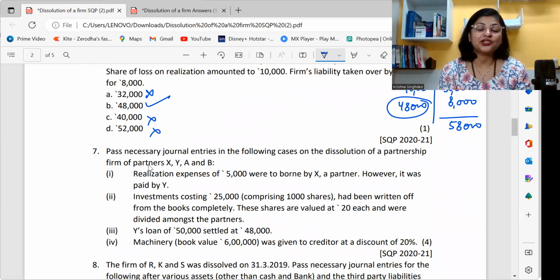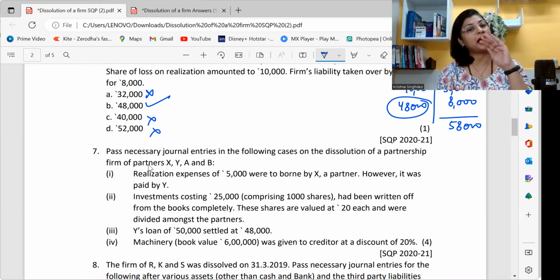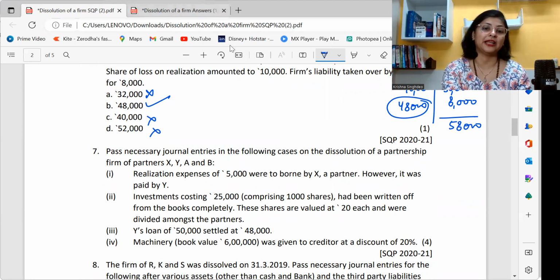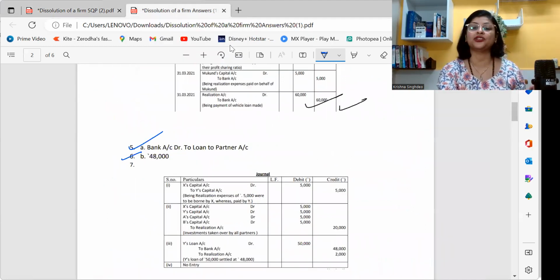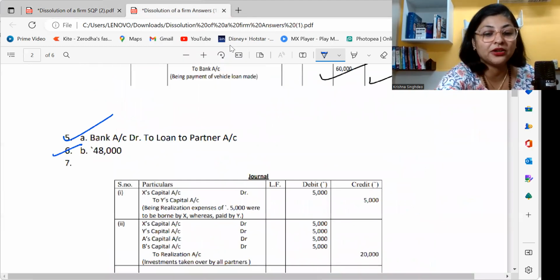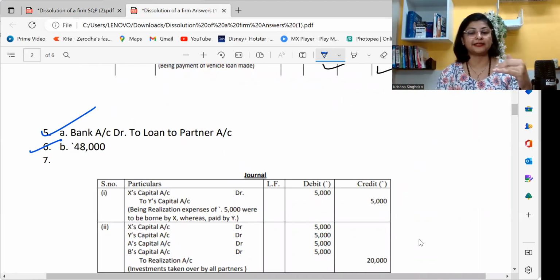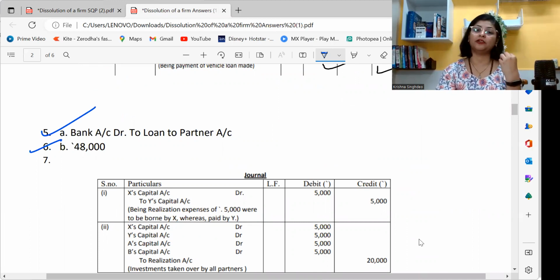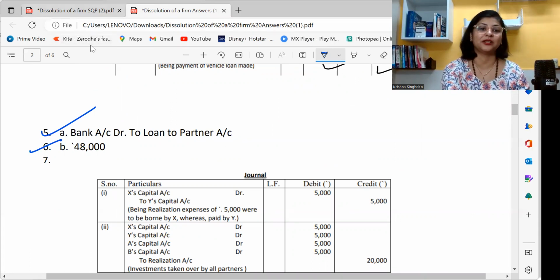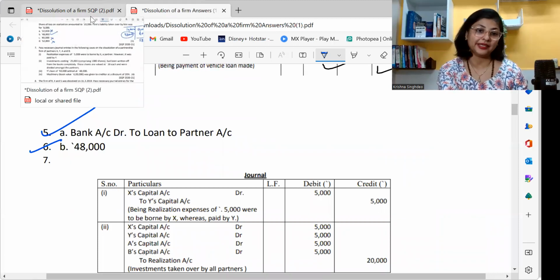First is, realization expenses of 5,000 were to be borne by X, a partner. However, it was paid by Y. So on behalf of X, Y has paid the realization expenses. In this, the realization account will not be involved. What will be involved? X's capital account and Y's capital account. X's capital account will be debited, making him a debtor, and Y will be made a creditor to the firm. Okay, so X's capital account debit to Y's capital account. This will be the entry for dealing with this.